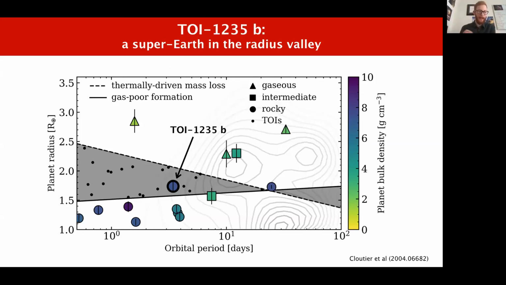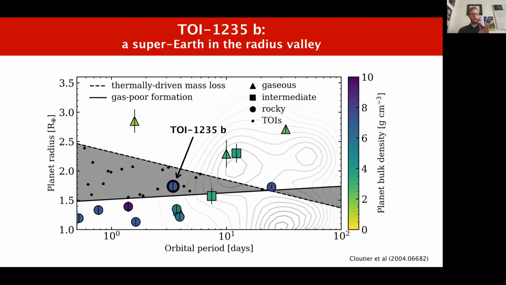Remember that the radius valley line marks two possible locations of the rocky to non-rocky transition. Any planets that are below the radius valley line are expected to be rocky. So now that we know that the composition of 1235b is rocky, that means that it's only consistent with this dashed line. It's only consistent with the thermally driven mass loss model, right? And because it's above this solid line, the gas poor formation model, it is inconsistent with the gas poor formation model, because the gas poor formation model says that TOI 1235b should have been non-rocky, but it's not. It's a big rock. It's a big scaled up version of the Earth, right?